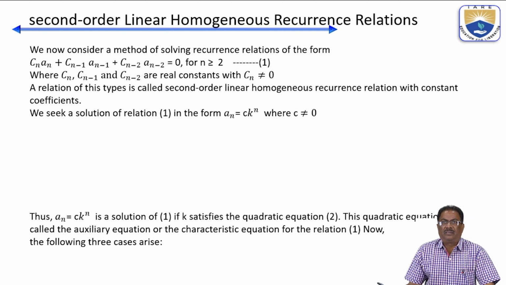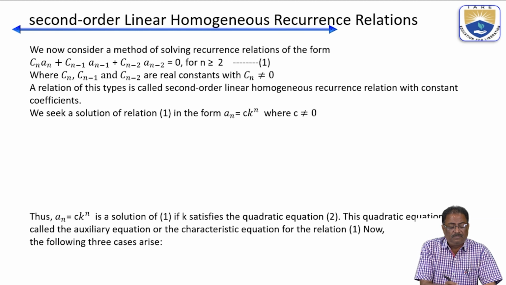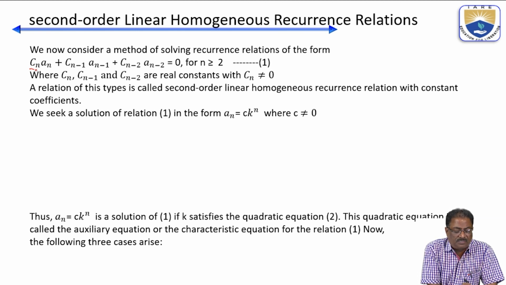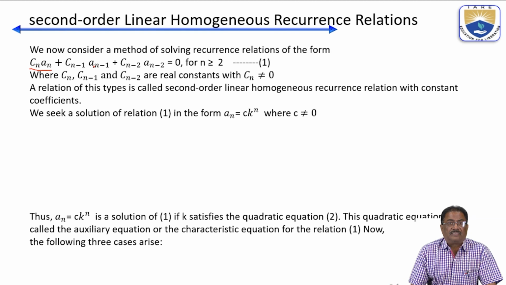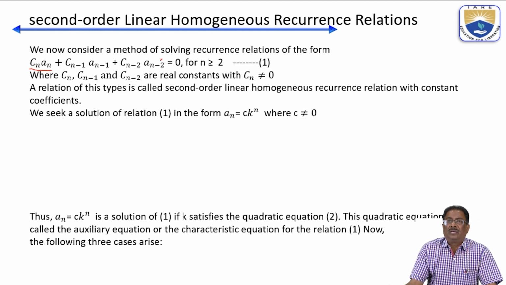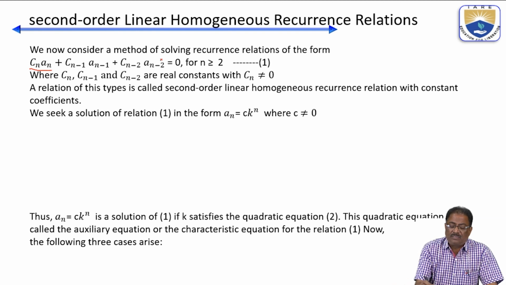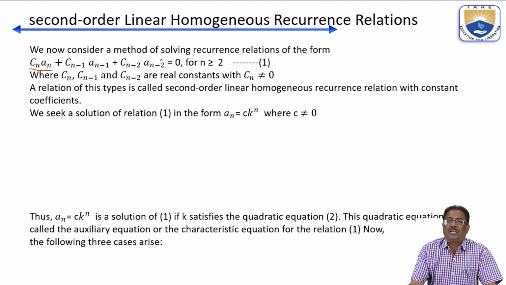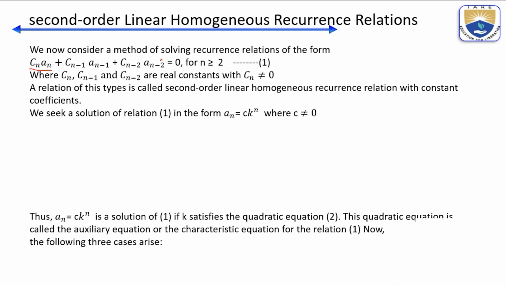third order or any order recurrence relation will be there, then the recurrence relation is Cn an plus Cn minus 1 an minus 1 plus Cn minus 2 an minus 2 and so on. If it is there, then such a linear equation we can call it as an nth order linear equation. Now, if I am going to restrict only up to Cn minus 2 an minus 2, then we are going to consider a second order linear recurrence relation. Suppose if I am going to consider up to Cn minus 3 an minus 3, then it is nothing but a third order recurrence relation.